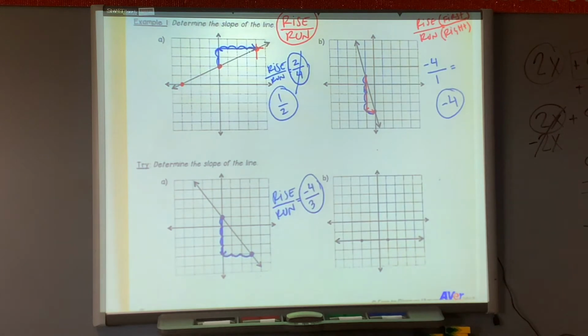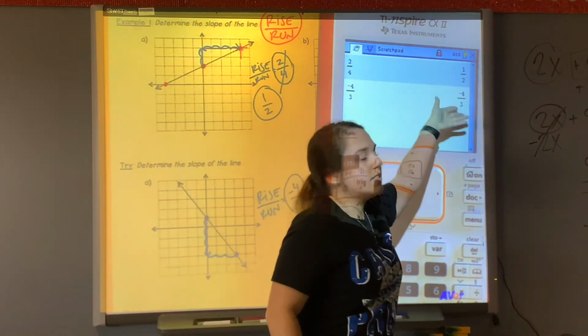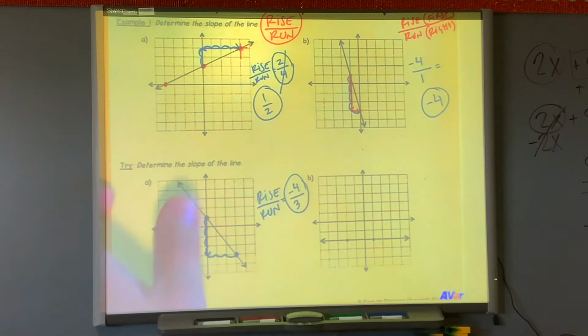-4 over 3 does not reduce. So if you ever get a fraction and you put -4 divided by 3, or -4 over 3 as a fraction, and you press enter and it gives you the same fraction, that means it's already reduced as far as it can go, which is your answer. All right, let's do the next one.